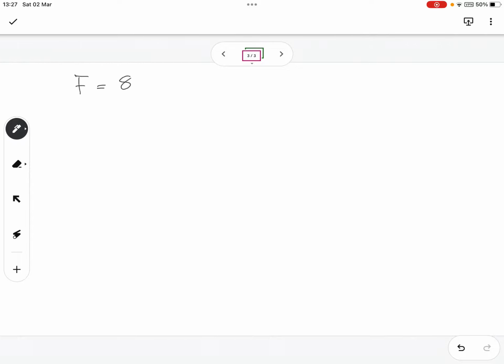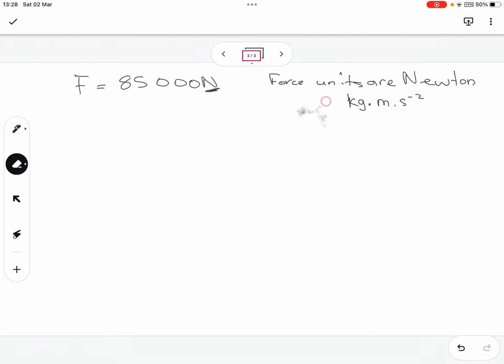Now in the second part of the problem, we're told that research shows that the force required for a collision to be fatal is 85,000 newtons, right? Now Newton is the unit that we use to measure force. So the force units are Newton. These are named after Sir Isaac Newton. And how we express it, it's mass times acceleration. So it's kilograms times meters per second squared. Right? So these are the units for force, and this equals Newton.